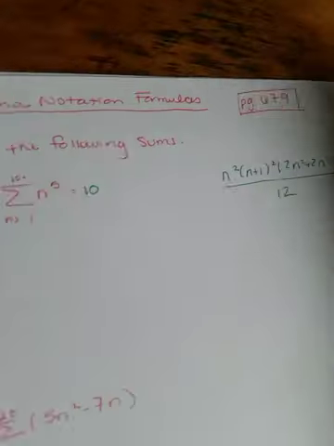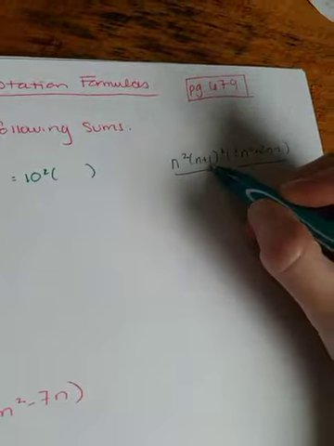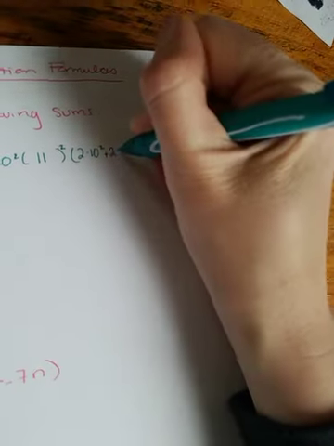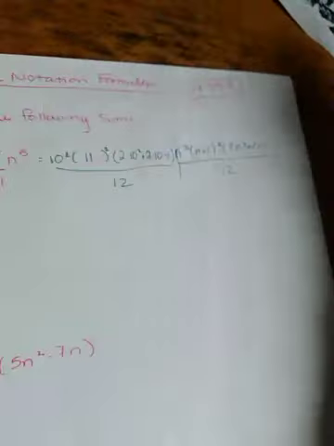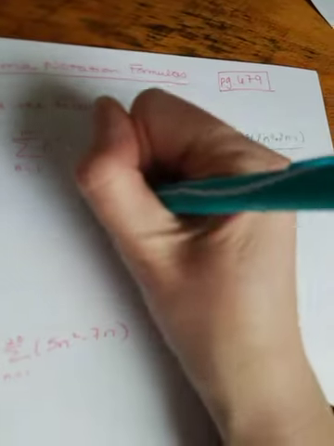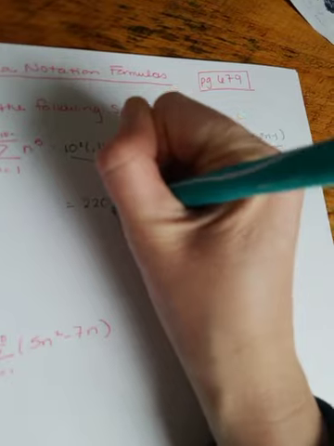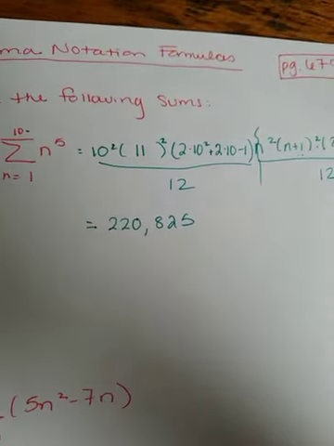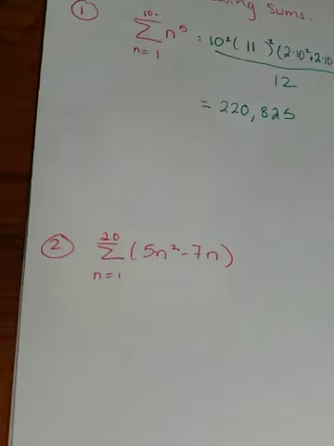So in this case, your n is 10. So this is 10 because of this 10. So I'm going to have 10 squared times the quantity of 10 plus 1, so that's 11 squared, times 2 times 10 squared, plus 2 times 10 minus 1, all divided by 12. And so you'd be using your calculator for this, and once you do that, you're going to get 220,825. I didn't even say that right. My kids are running around. 220,825.